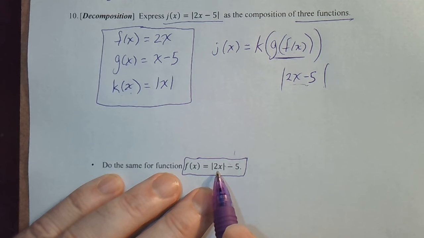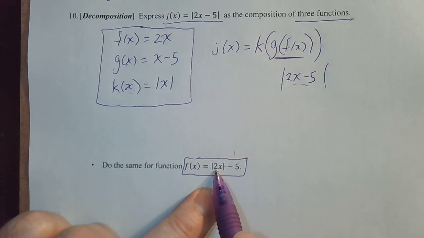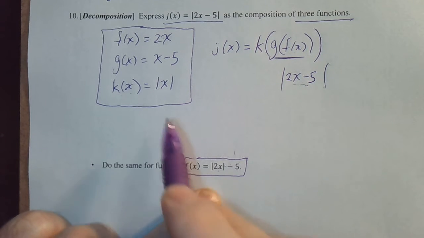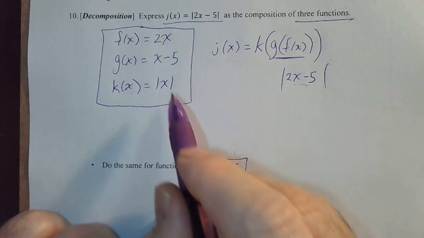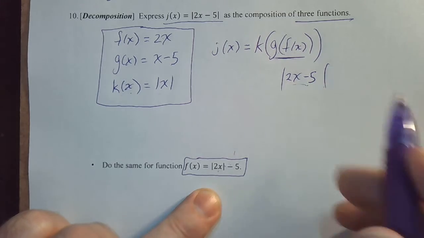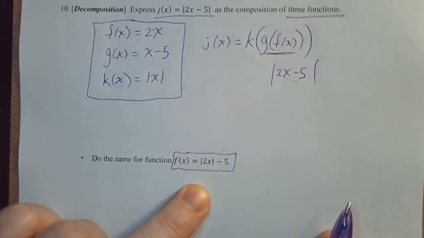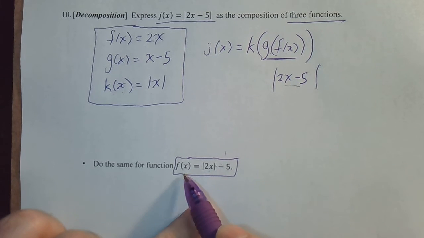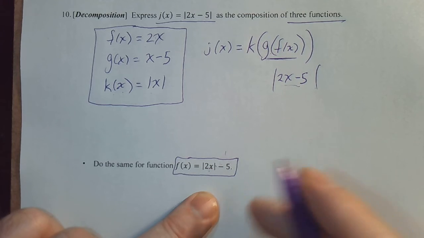I need a function that multiplies, that doubles a number. That's f. I need a function that takes the absolute value of something. That's k. I need a function that subtracts 5 from something. That's g. We just have to put these in a different order. That's all there is. So again, now let's take the number 3. If I said, what's f of 3? Plug it into your calculator. What's the first thing you would do? 2 times 3. So the 2x function is the first one.